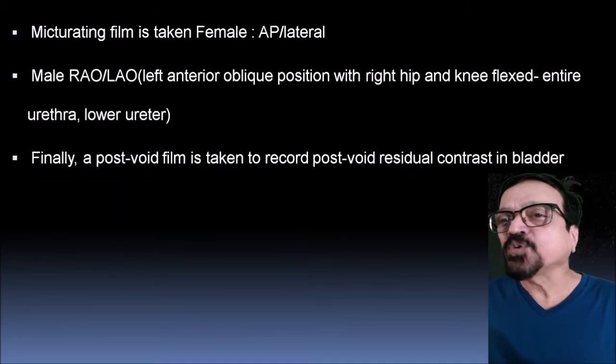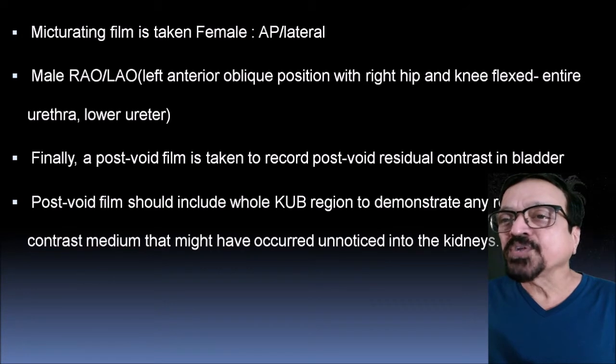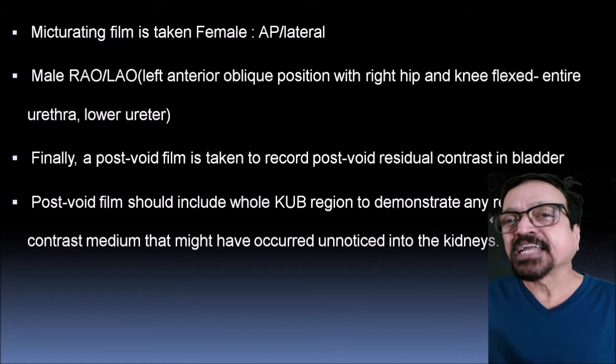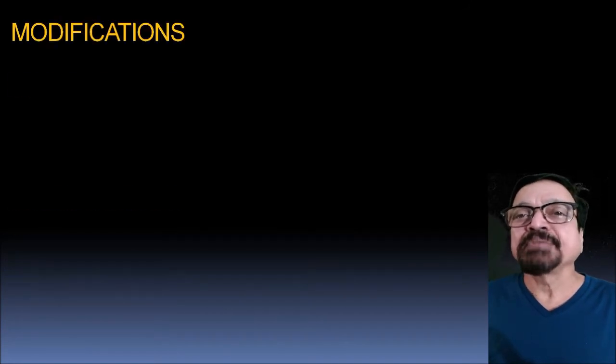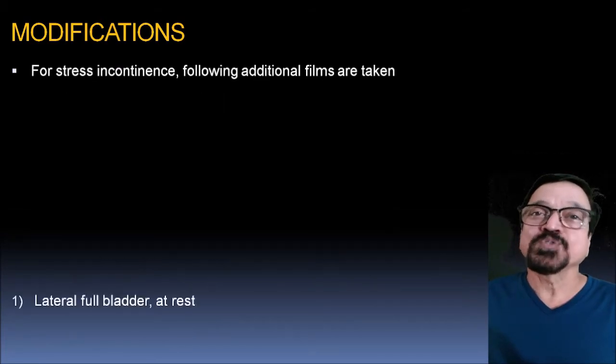Now finally, a post-void film is taken to record post-void residual contrast in the bladder, and the post-void film should include the whole KUB region to demonstrate any reflux of contrast that might have occurred unnoticed. Often it happens that in most of the films you will not find any contrast, but the post-void film shows some contrast in the renal pelvis. So it is extremely important to include the kidneys in a post-void film.